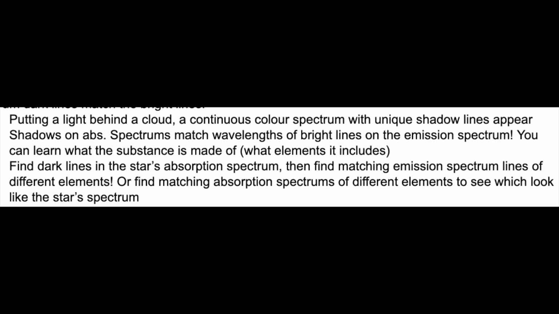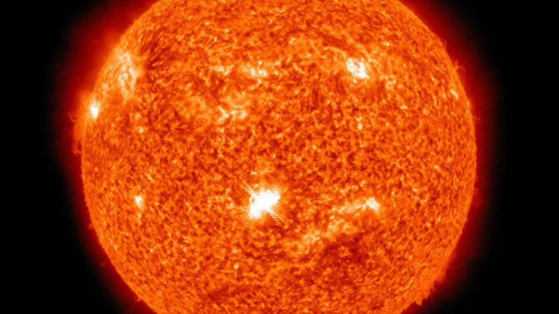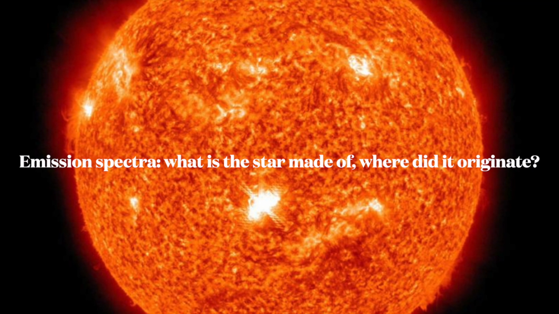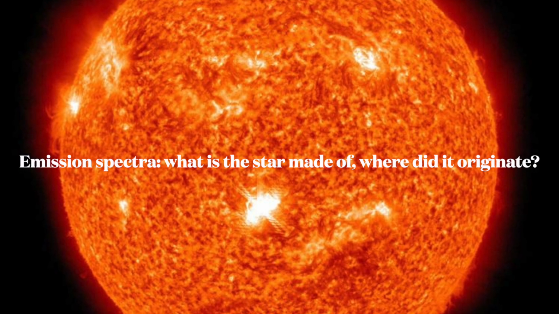So, we can find the dark lines in the star's absorption spectrum and then match the emission spectrum of lines of different elements, or vice versa. Then we can see what materials the star is made up of, giving us a better understanding of its origins.